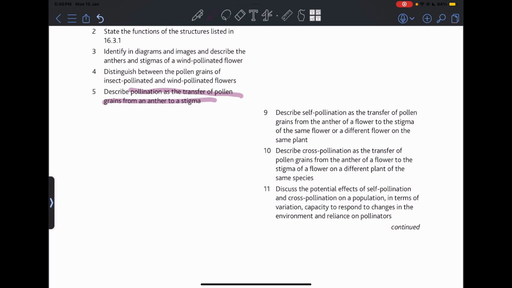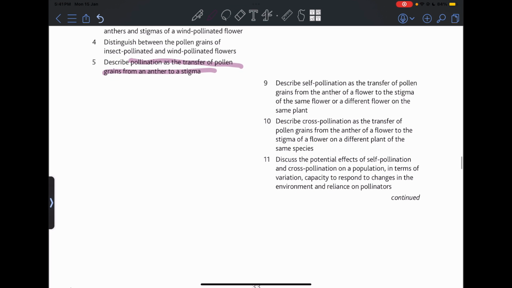So self-pollination occurs in one flower or inside one plant. A plant can have several flowers on it, so it may transfer pollen grains from the anther to the stigma on the same flower. This means that the flower has a male part and a female part, and they can pollinate each other. So this is self-pollination, all within the same plant.